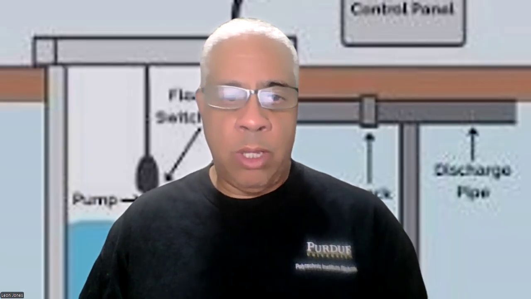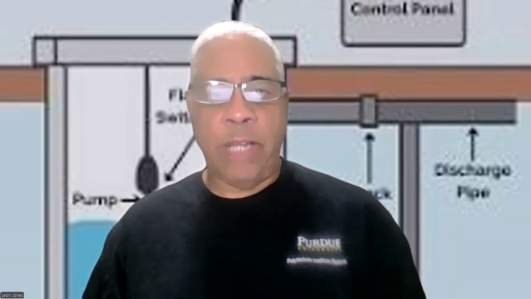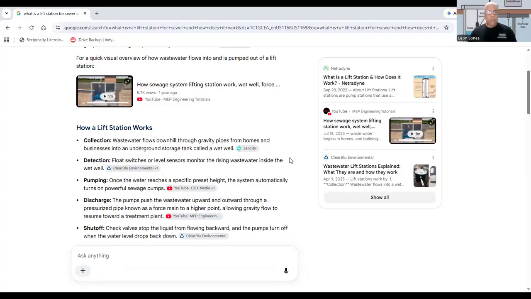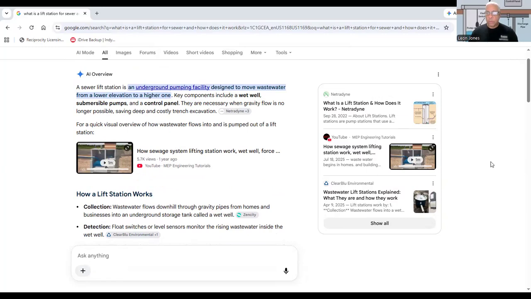Let's get into a definition of a lift station. Well, when we look at a lift station, we can call it a sewer lift station. It's basically an underground pumping facility designed to move wastewater from a lower elevation to a higher one. And your key components include a wet well, submersible pumps, and a control panel. Now, they are very necessary when gravity flow is no longer possible, saving deep and costly trench excavations.